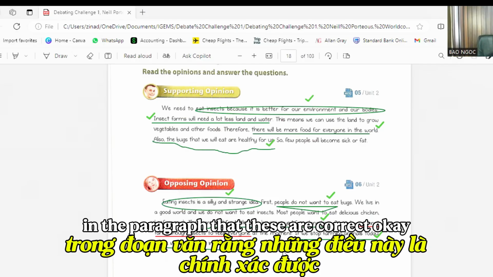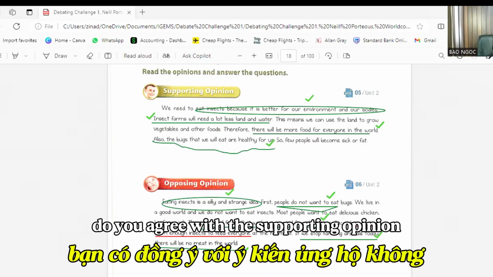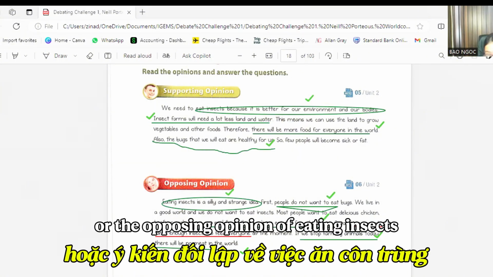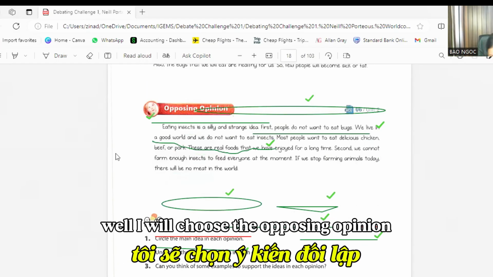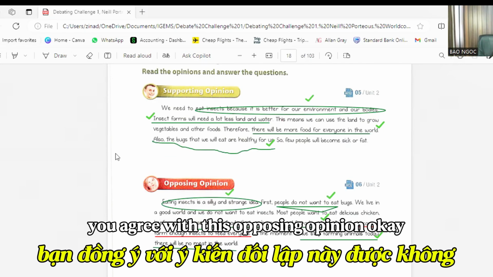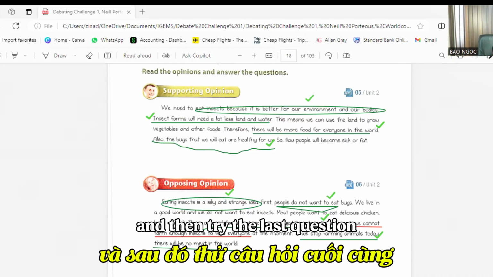These are correct. Okay, which one do you agree with more personally? Do you agree with the supporting opinion of eating insects or the opposing opinion of eating insects? Well, I will choose the opposing opinion. You agree with this opposing opinion. Okay, so let's have a look at this and then try the last question.